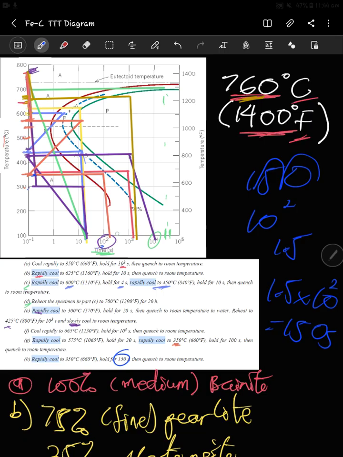10 to the power 3. And here's their middle. Here's 5. But what do we need? 1.5. So the middle will be about 2.5. 1.5 will be about here, right? So that's the way to find the times that are not directly given in the diagram, right? So what's the question? Cool to 350, hold for 150. So this 350 is here, hold for 150 seconds.